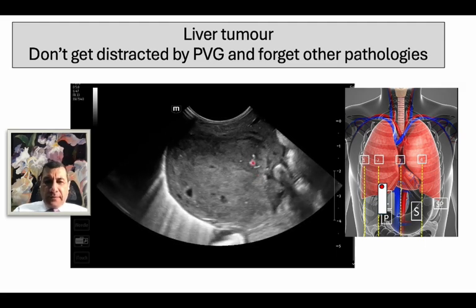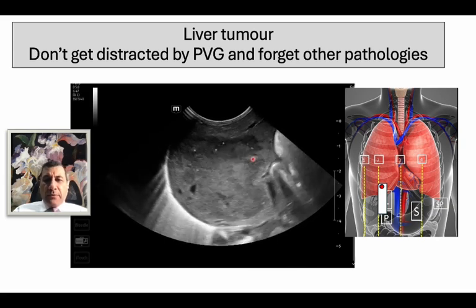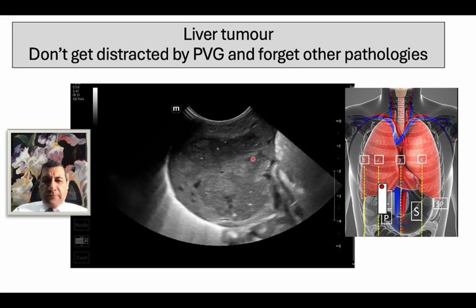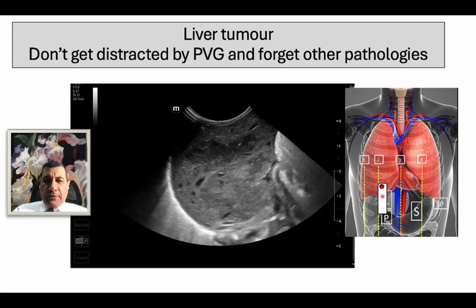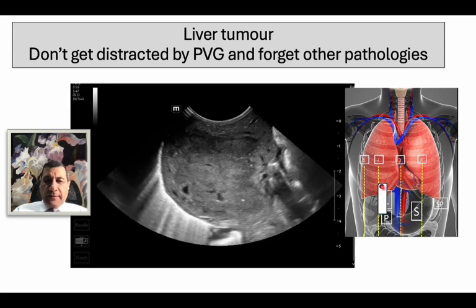This hypoechoic mass is a hemangioma, and these white dots are tiny calcifications inside the tumor. They are not portal venous gas because portal venous gas is dynamic and should move. You can also see in this image the position of the probe. The red dot is the index mark.